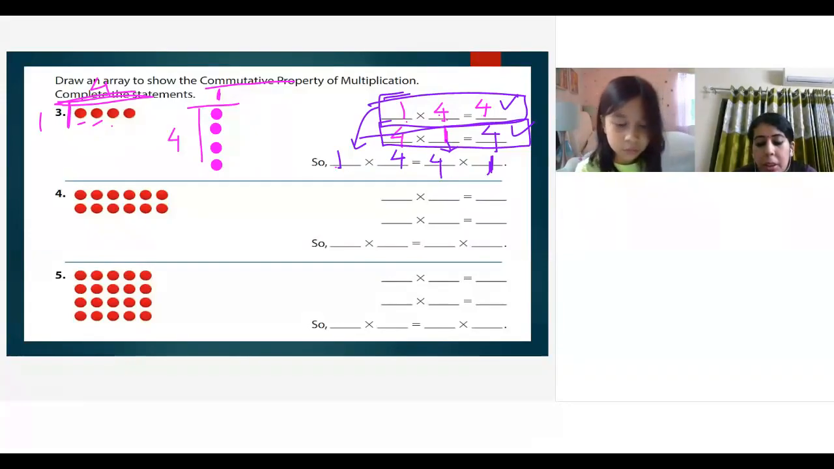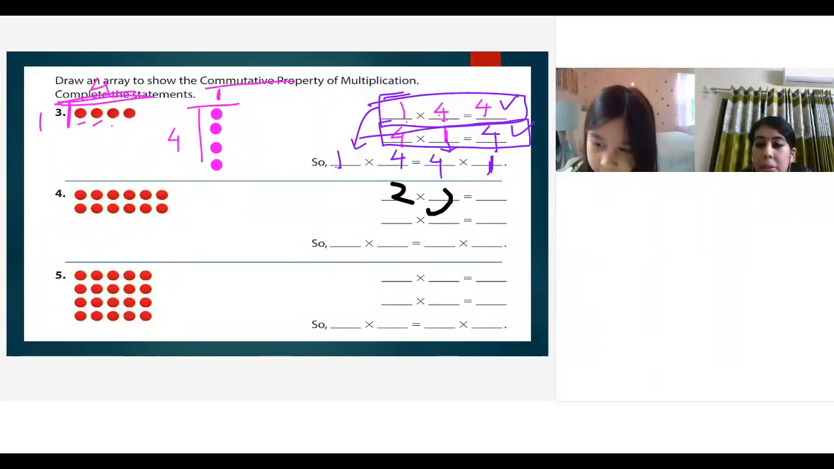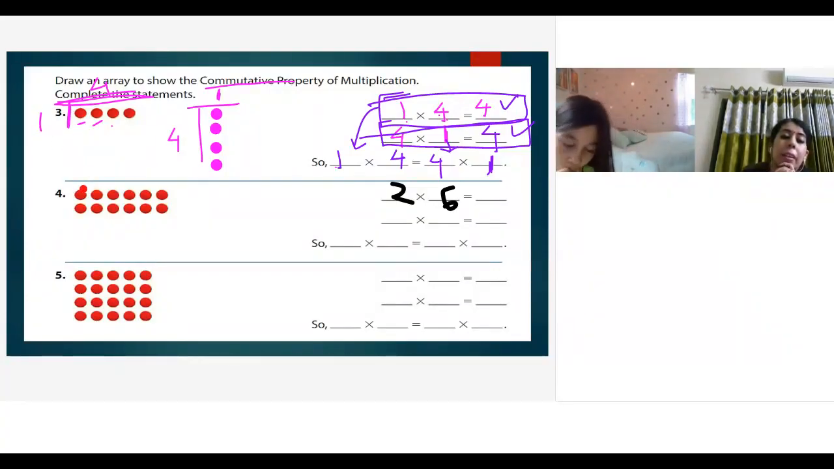Okay. There are 2 rows, 6 columns. Write it in the multiplication one. 2 times 6. Write it. 2 times 6. Very good. Now, how many counters are there? Count them up. 1, 2, 3, 4, 5, 6. 12. Very good. Write down the answer.